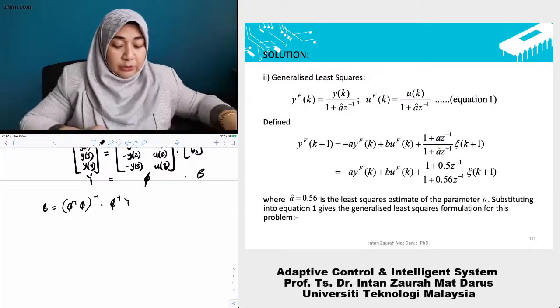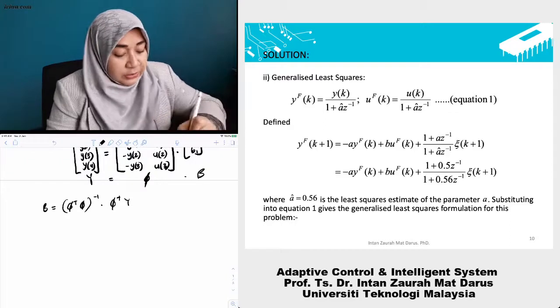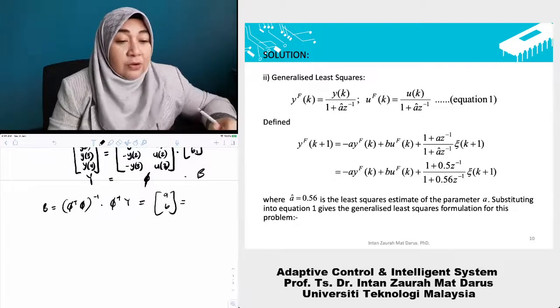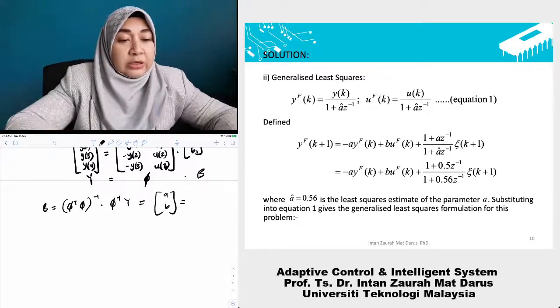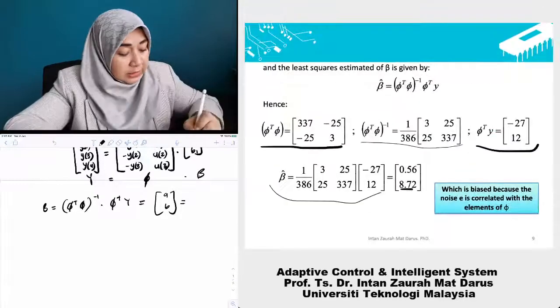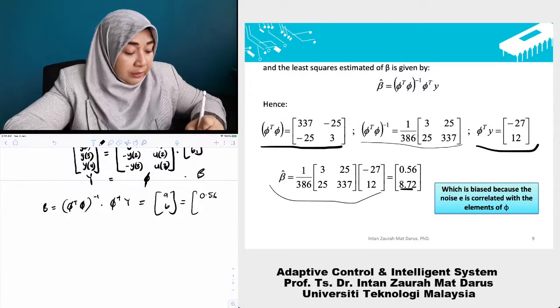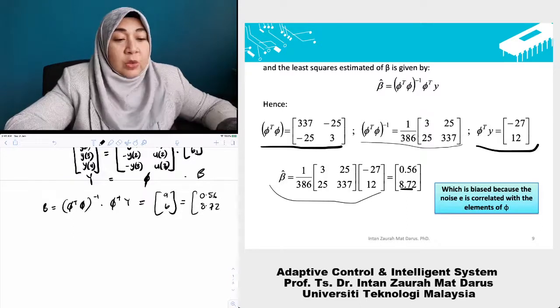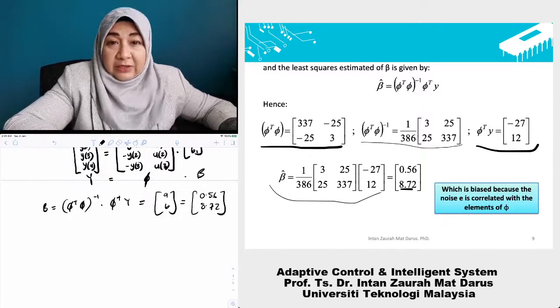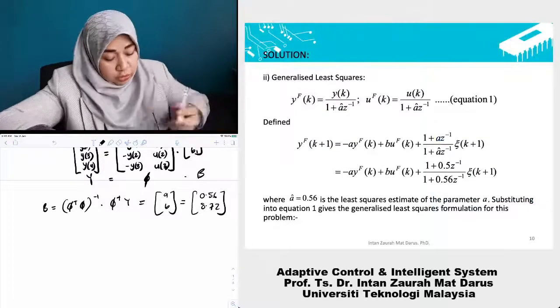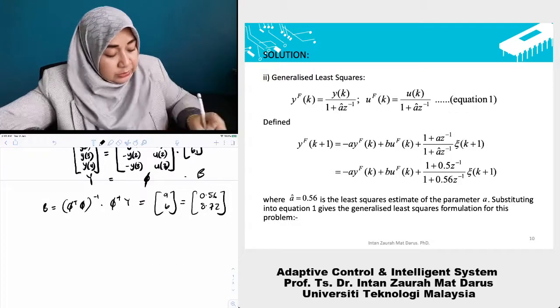Now that I have my beta using this estimation, the values of a and b have already been predicted, as shown in the previous slide: 0.56 and 8.72. So what I'm going to do now is postulate the filter, and I will filter the input and output of my system. So this is done using least squares.